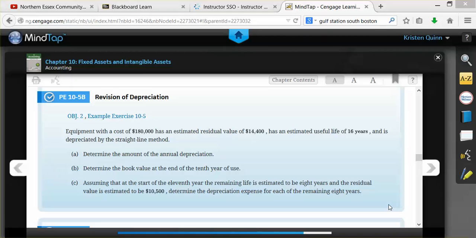In Part A, we need to determine the amount of annual depreciation. In Part B, we have to determine the book value at the end of the 10th year of use. And finally, in Part C, we're going to assume that at the start of the 11th year, our remaining useful life is now 8 years, and the residual value is estimated to be $10,500 for the remaining 8 years.